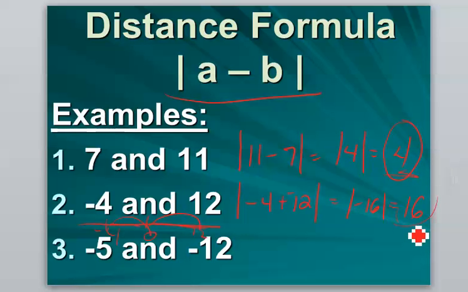Number 3, the distance between negative 5 and negative 12. Negative 5 minus negative 12. Minus a negative turns into plus a positive. And we're doing this inside first. Negative 5 plus 12 is the absolute value of 7, which is just 7. And again, make sure you don't leave any absolute value bars in your answers. We always want to use those and leave our positive answer.